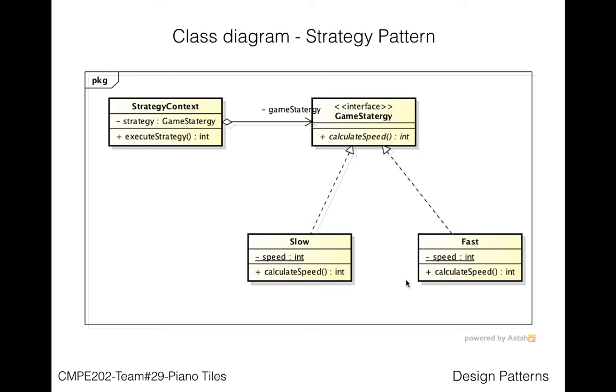The strategy context maintains a reference to a strategy object. It is initialized with the strategy at runtime. In our game, the concrete implementations of the strategy interface are the two classes, slow and fast. They implement the common method calculate speed and define separate algorithms that decide the speed of execution of the game at runtime. Thus, the strategy pattern helps us to swap out algorithms easily to decide the behavior at runtime.